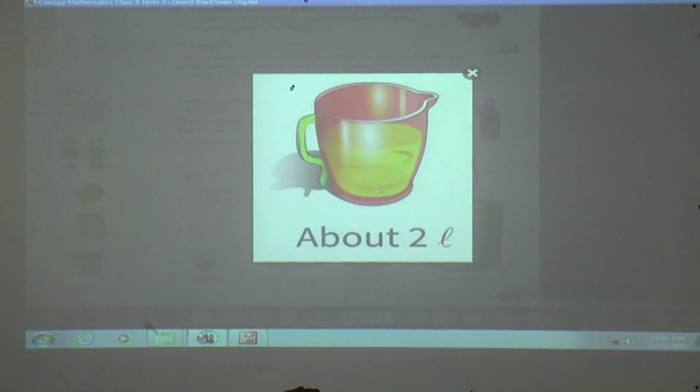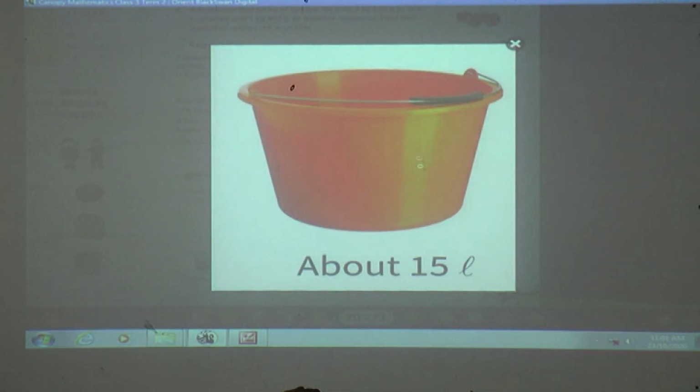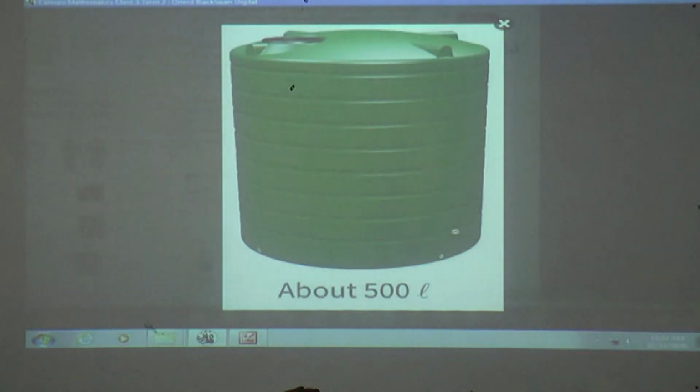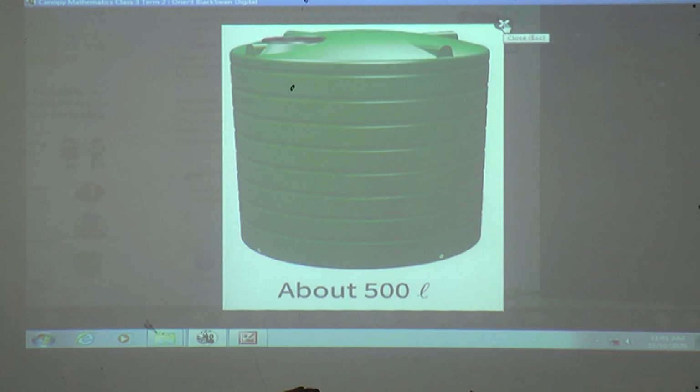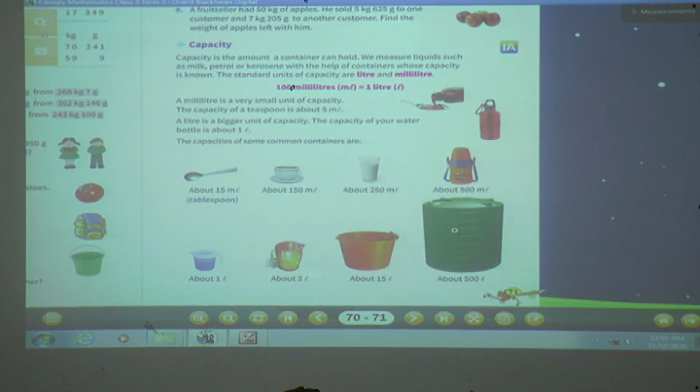Then you can see one more jug. It is a bigger jug. The capacity of this jug is about 2 liters. Now the capacity of this bucket is about 15 liters. And here is a big water tank. What is the capacity of this water tank? It's about 500 liters. It is a bigger unit. The capacity is bigger than the other objects.